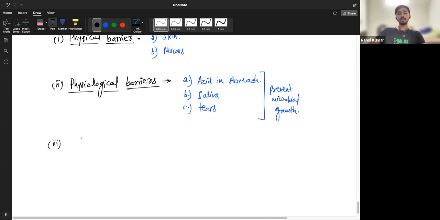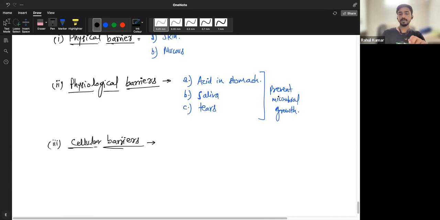Now, third, we are going inside from the physiological to the cellular level. So they are cellular barriers. Cellular barriers, you can write down. These are all different types of cells which are produced in the body that have the ability to recognize an antigen or a foreign particle or a pathogen and then kill it. Okay, mark it and kill it.